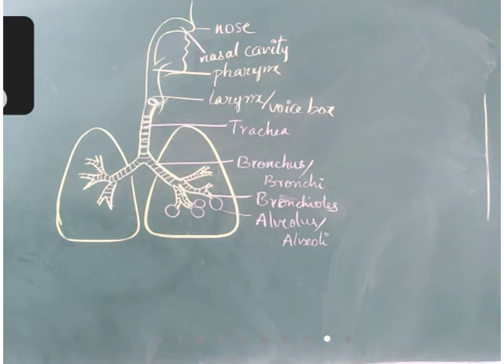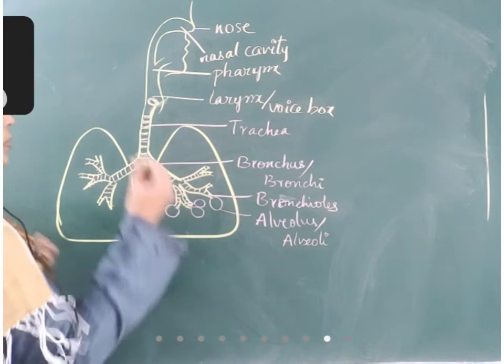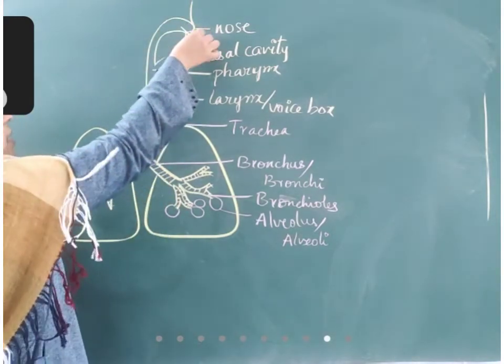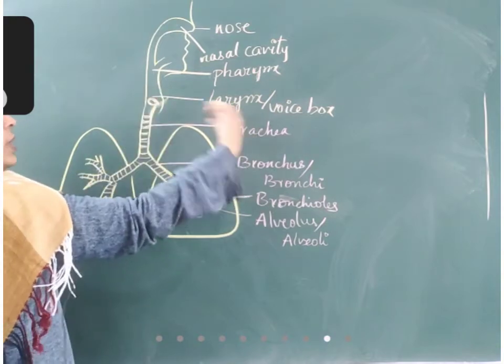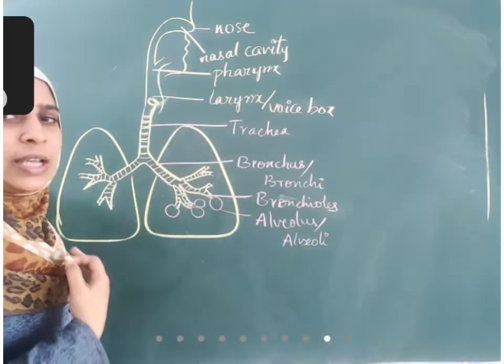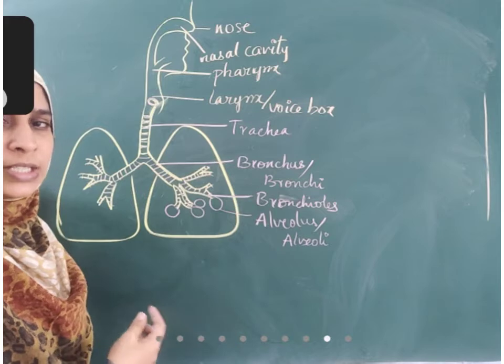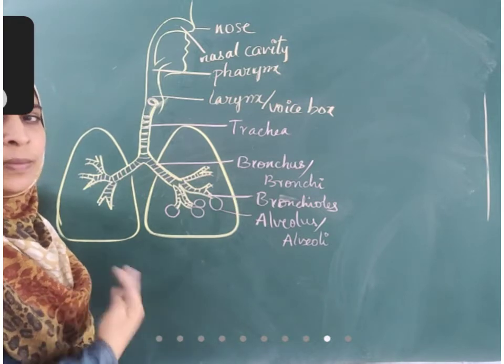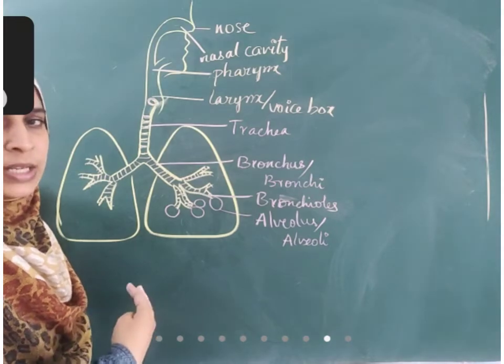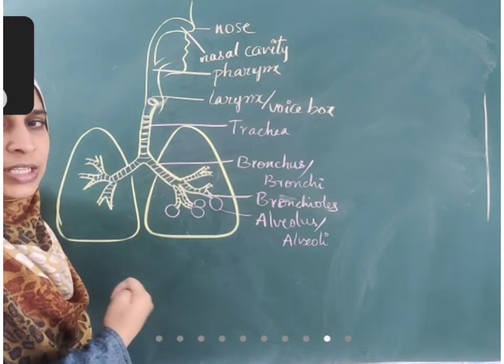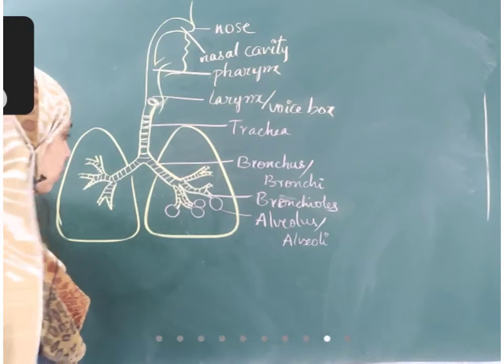Now, what happens when you breathe in? The air passes inside. Yesterday I told you why air goes inside. What is the reason? When the volume inside the chest cavity increases, pressure decreases, and we breathe in. When the volume inside the chest cavity decreases, pressure increases, and we are breathing out.